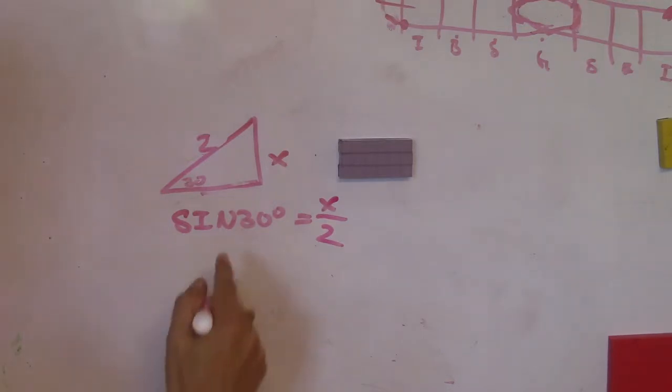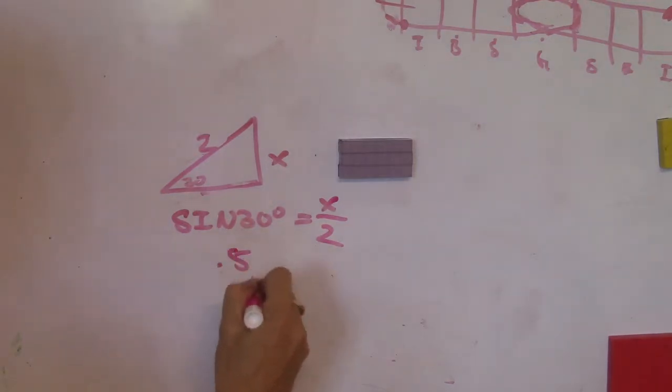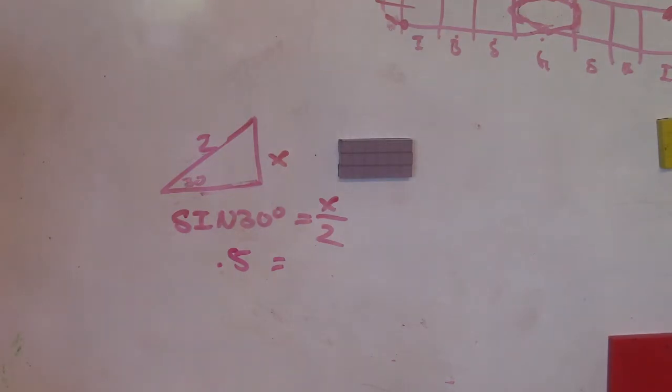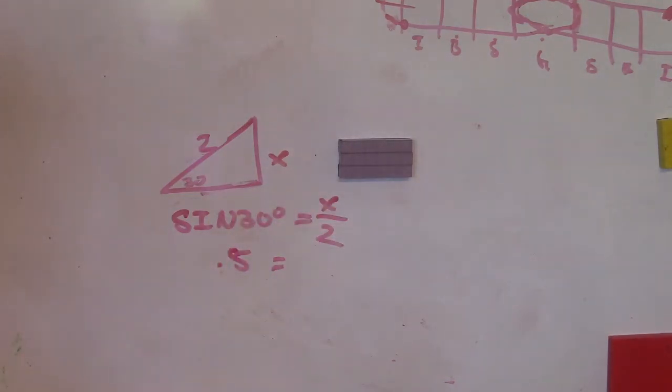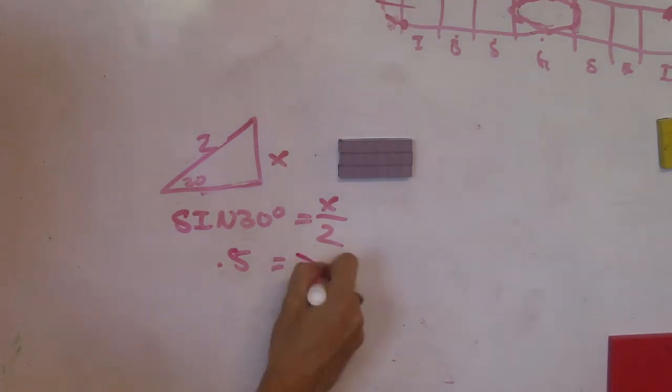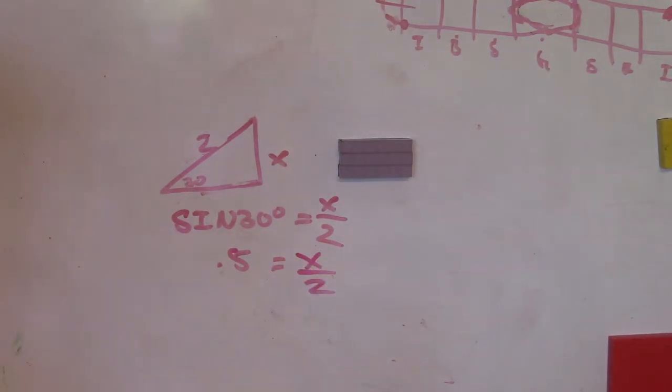Well, I know sine 30 is 0.5 again, or is a half. That's too easy if I just put half, because then I just put 1. But all right, then what? So 0.5 is the same thing as x over 2. Oh, no, now what? No fun, get back to 1. Ooh, what am I going to do?